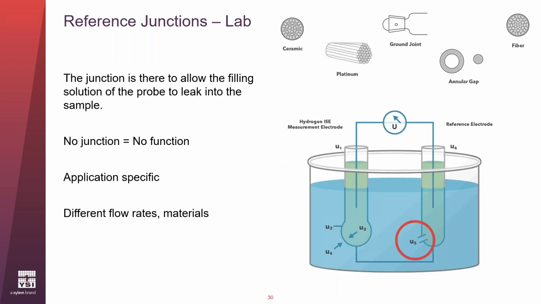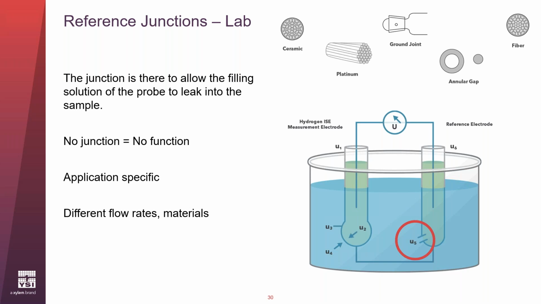Let's talk reference junctions. At top here, you can see a few different reference junctions we have there. The junction is there to allow the filling solution of the probe to leak into the sample. That means that the junction must be immersed in the solution for the probe to work. If there were no junction, or if that junction were to be blocked, then a vacuum would be created inside the electrode until the filling solution lacked the ability to flow. This lack of flow would cause drifting or unstable readings. It's the voltage version of holding your finger over a straw and trying to drink from it at the same time. So, do your best to keep that junction free.